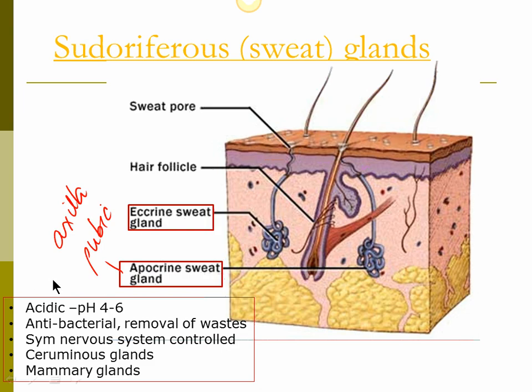Now, the pH is acidic. It also, like sebum, has antibacterial properties. And just by the process of sweating, it helps to remove wastes. If you remember, that was one of the functions of skin. I also told you that sweat glands were under the sympathetic nervous system. So that's why I have it here, sympathetic nervous system controlled.